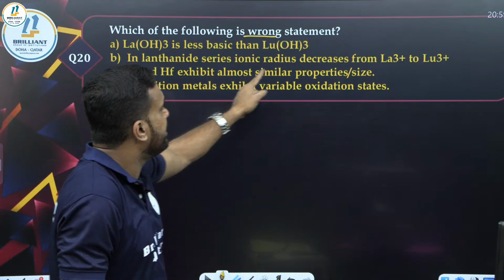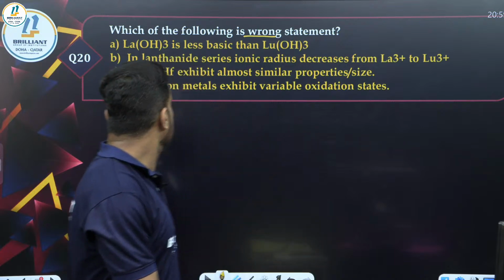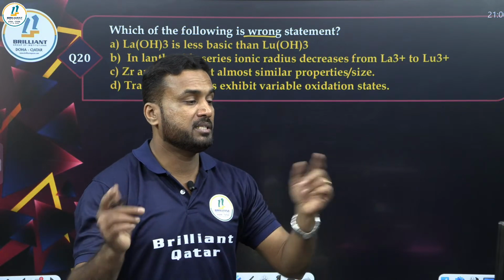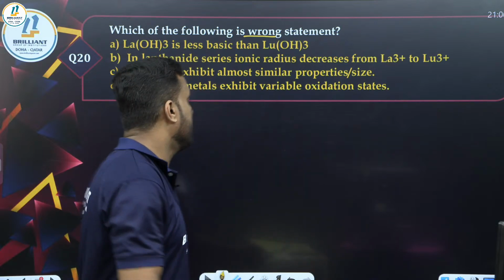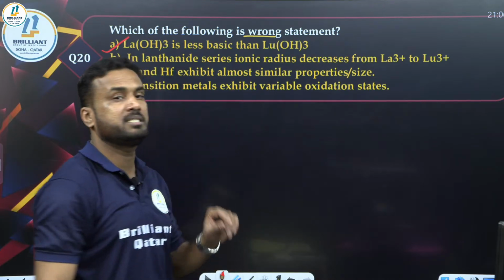Zirconium and hafnium exhibit almost similar properties due to size. Correct. Transition metals exhibit variable oxidation state. Correct statement. So which is the wrong one? Yeah, correct. Answer came already. The correct answer is lanthanum hydroxide is less basic.